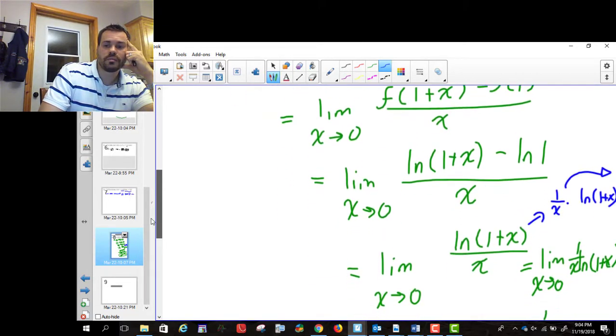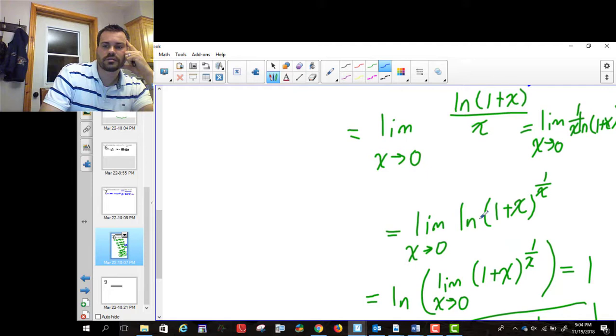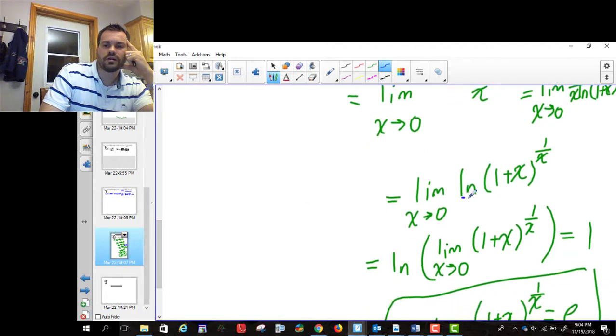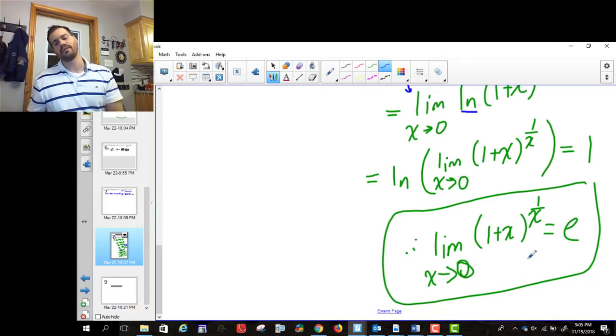Ln of 1 is 0, so you end up getting ln of 1 plus x over x. Because of the rules for logarithms, we're allowed to then bring the exponent up. And so what we end up with is the limit as x approaches 0 of ln of 1 plus x to the 1 over x. And we say, well, this ln is not actually affected by the limit, so we're going to take it out. And so we end up with this. And so we know the ln of this thing, whatever this is, is equal to 1. And so that means by definition then that e is this. And that's actually how mathematicians generate e.